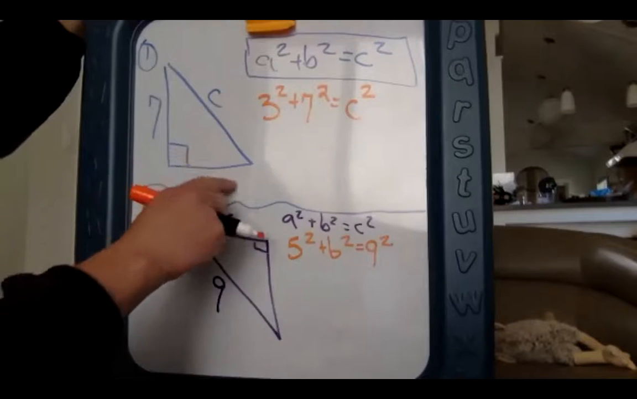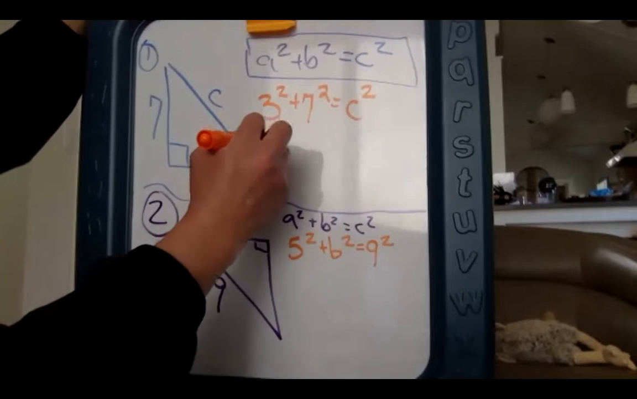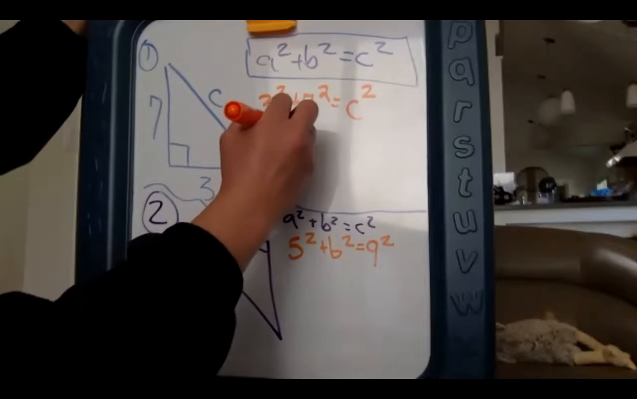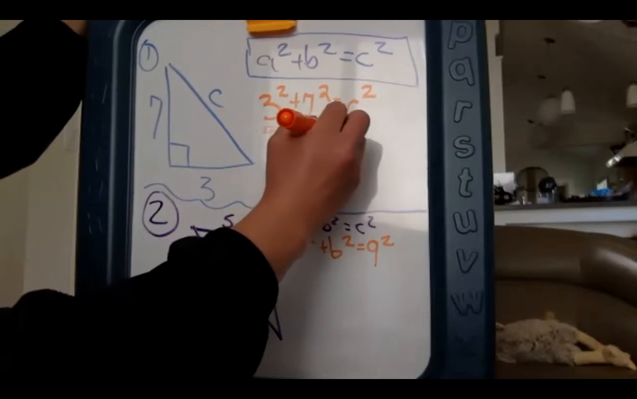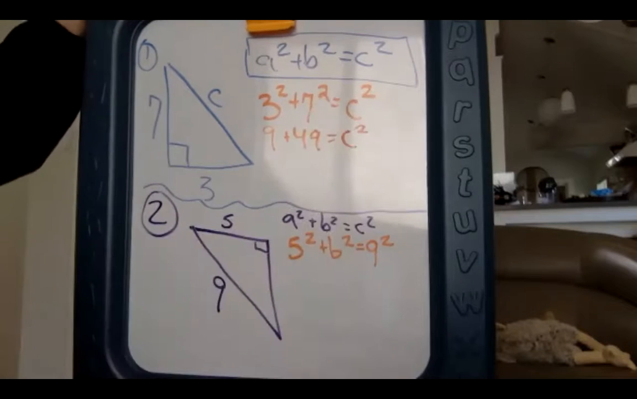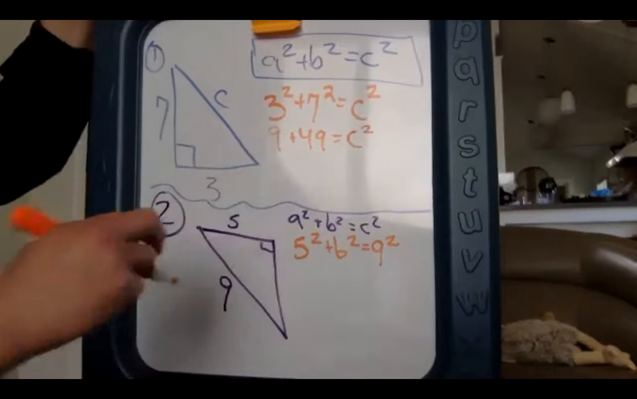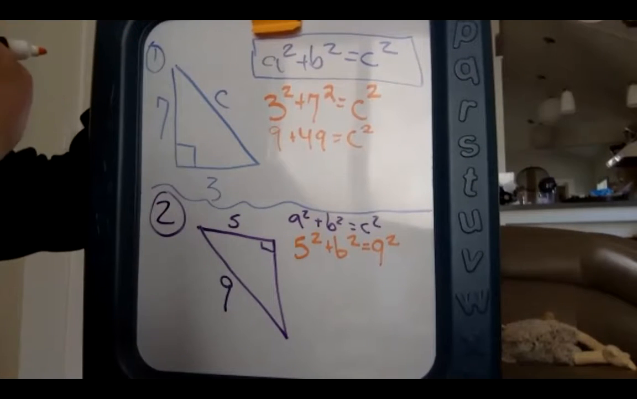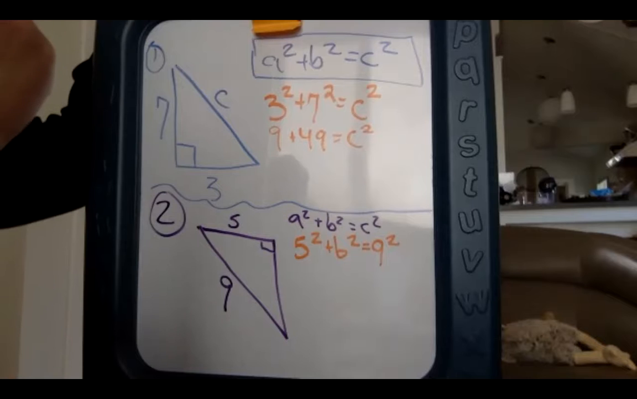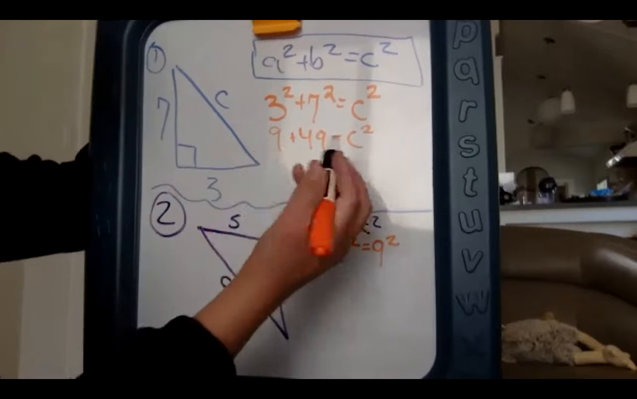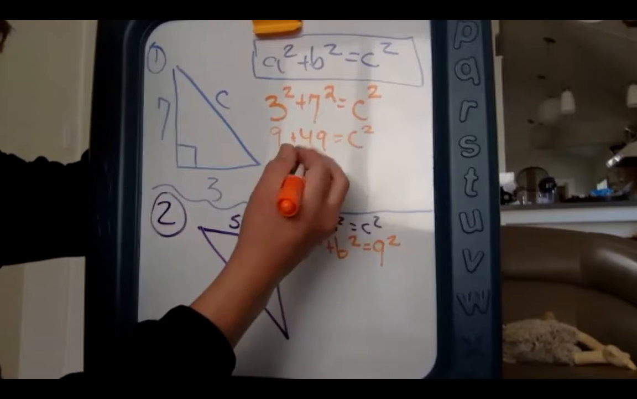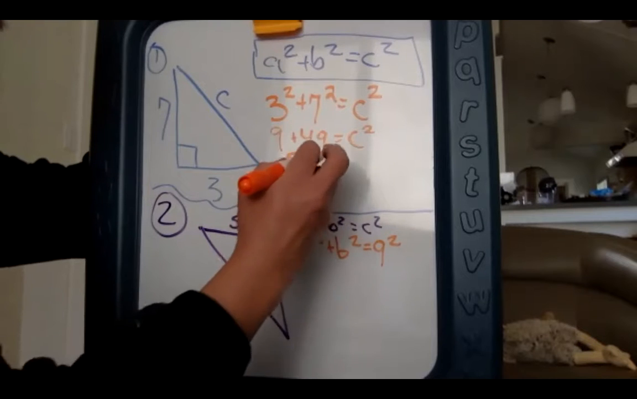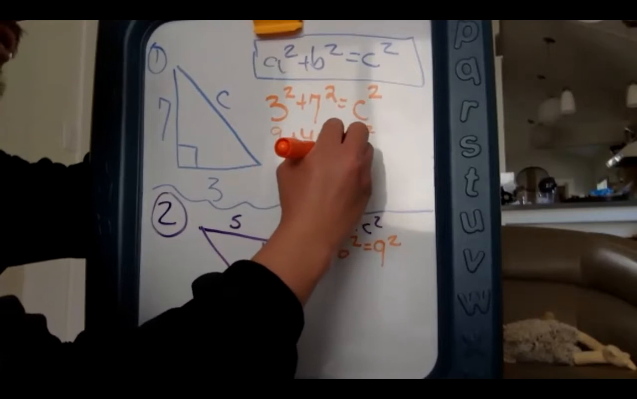So here we go. We're going to take 3 squared, which is 9. We're going to take 7 squared, which is 49, and we're going to make it equal to c squared. I'm going to add these up. 7 times 7 is 49. 3 times 3 is 9. 9 plus 49 is going to give me 58. So I get 58 equals c squared.